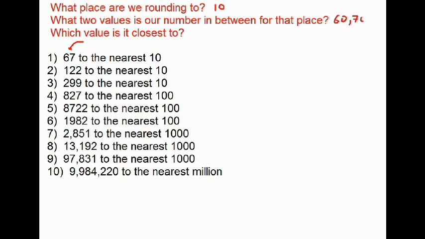And then finally, which one of these values is it closest to? So 67, is it closer to 70 or is it closer to 60? I'm not going to answer that for you, but that's what you would write next. So answer these 3 questions for each one of these. And if you're able to do that, congratulations, you now have a firm understanding of how to round numbers.